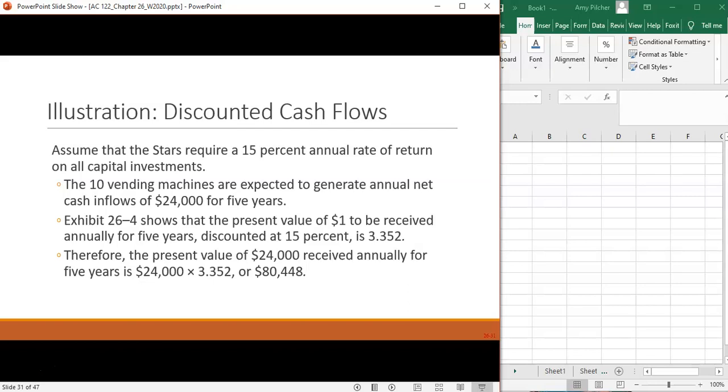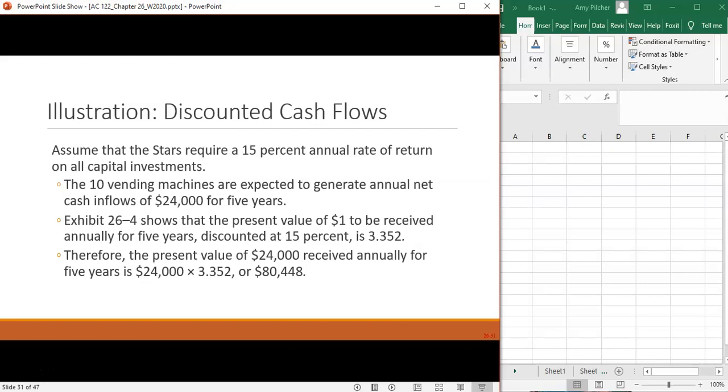If you look up the present value, you find that the discount rate at 15% is 3.352. If we take 24,000 times 3.352, we end up with a present value of $80,448. Well, if we remember back to previous slides, that initial investment was $75,000. So if we take $80,448 minus $75,000, we have a positive number.